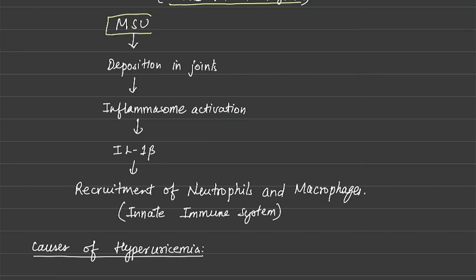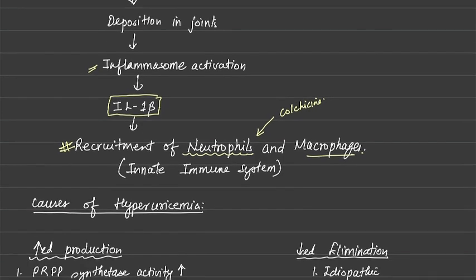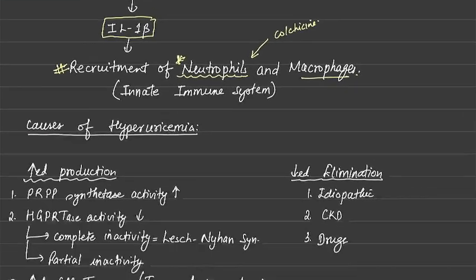There is monosodium urate crystal deposition in the joints, which will cause inflammasomal activation, which will cause release of interleukin 1 beta from the local inflammatory cells, and they will further recruit neutrophils. See, neutrophils are very important. They need to be remembered because we have a drug colchicine which inhibits the recruitment of neutrophils. So neutrophil is basically a target of colchicine, right? So neutrophils and macrophages are involved, but mainly neutrophils need to be remembered, more important.